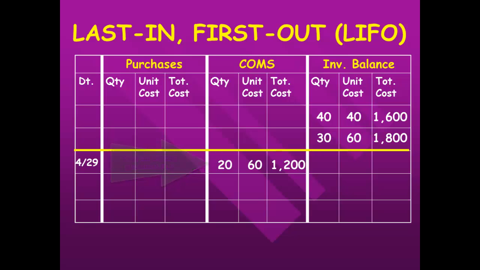Let's see what I have left. How about my 40 at 40? Still around. I had 30 at 60. I sold 20 of them. How many of those do I have left? 10. So I have 10 at 60.